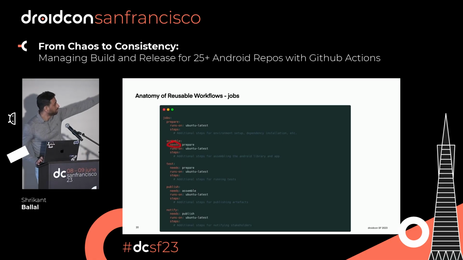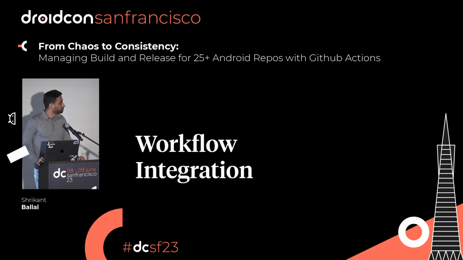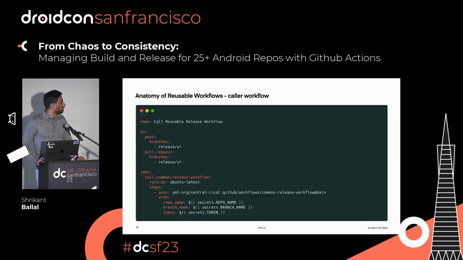So I'm saying prepare is the first thing that should be executed. Assemble should depend on prepare. Test should also depend on prepare. Publish will depend on assemble. Notify will depend on publish. Yeah, sorry. So now that we have defined the reusable workflow, how do we call this reusable workflow?